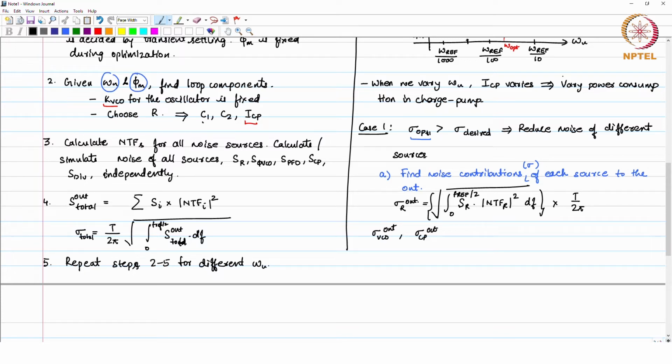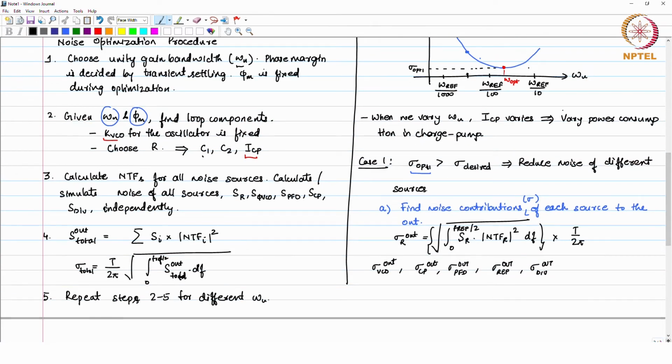So, you find this for all these components: charge pump, PFD, reference, and sigma of the divider. And I am going to find all these contributions for omega opt, because that is the minimum jitter which I have in the system after choosing the noise from independent sources. So, I need to find out which of these components is actually contributing most.